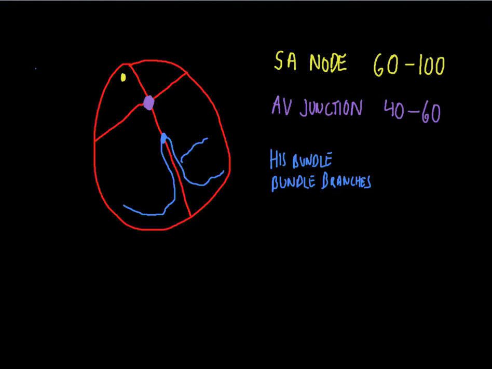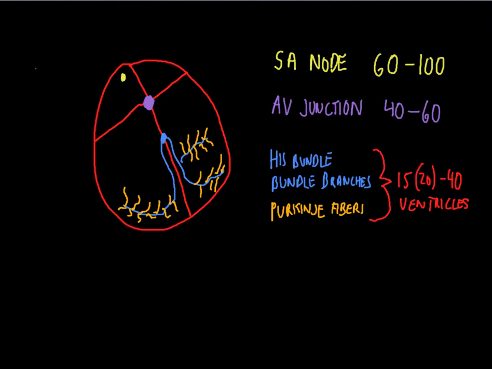And last but not least, we continue on down and throw these little orange fibers in there. Those are known as the Purkinje fibers. I understand that for a true anatomist, somebody really deep into anatomy, this is a gross oversimplification, but it gives you a rough idea. The His bundle, the bundle branches, and the Purkinje fibers all sit within the ventricles. When this set of structures in the ventricles is running the show, we have a heart rate that runs between 15 or 20 up to 40 beats per minute.